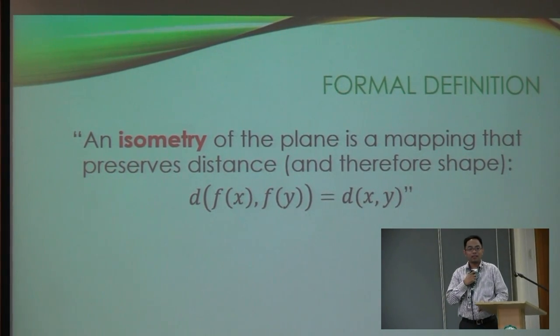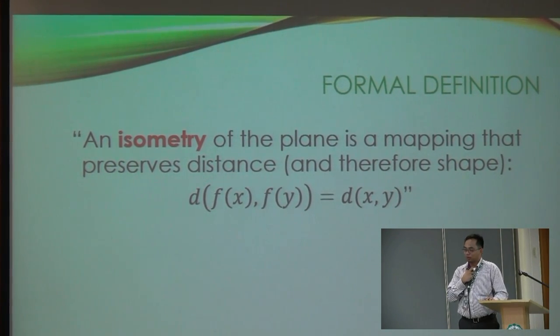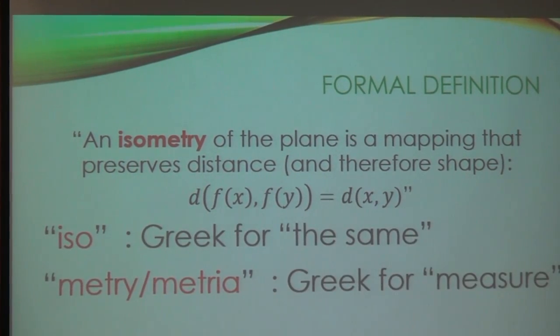Where does that term come from? How was that name formed? So, where does that term come from? Iso means the same, and the Greek metri or metria means measures, same measures. It gives the idea of providing the same measurement.